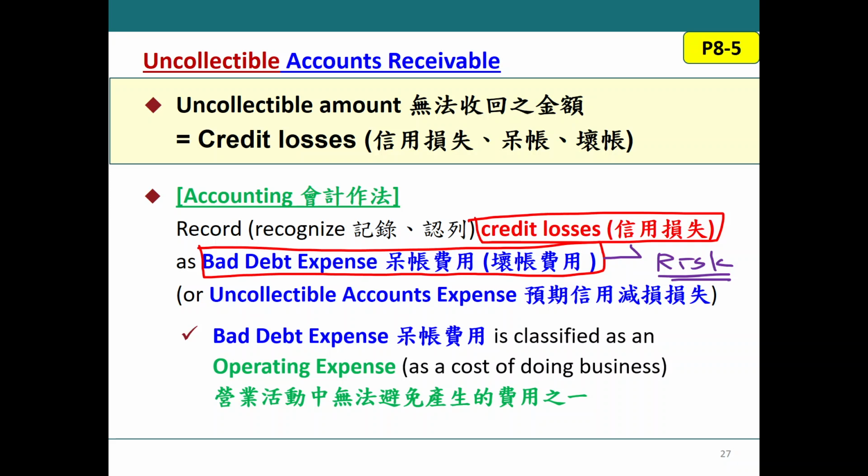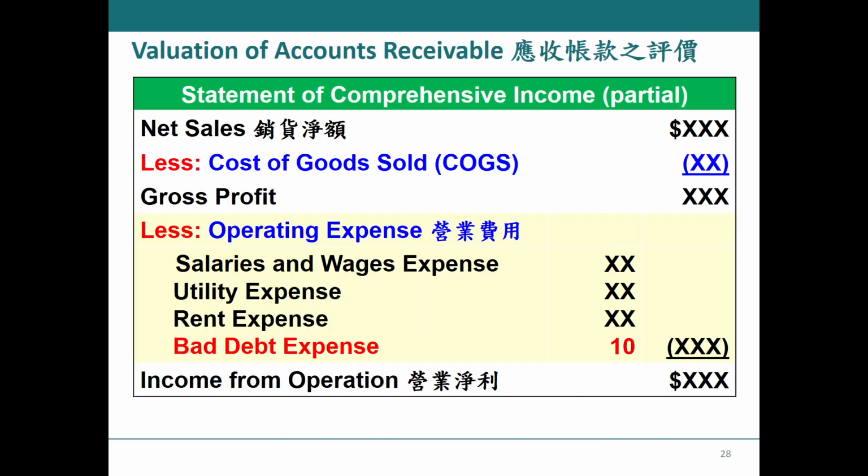So we put it into which financial statement? Bad debt expense. Expense. Remember, the statement of comprehensive income. For the statement of comprehensive income, remember, we tell you the revenue and expenses, right? So did you find out net sales? What does it mean? Net sales is the true, real revenue we earn, right? So we have the net sales.